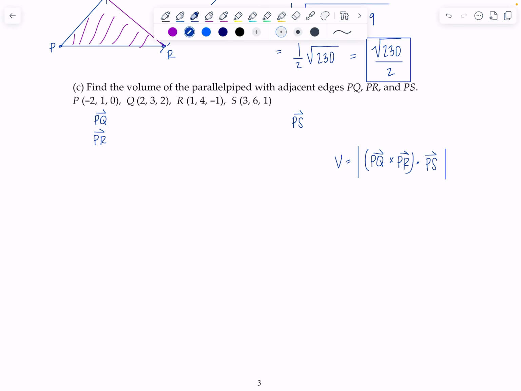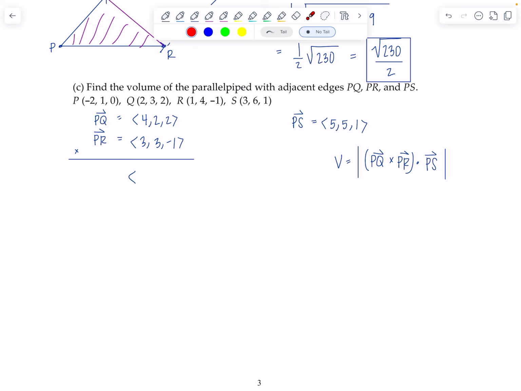Okay, so these are different points than earlier, so we have to do this over again. PQ is 4, 2, 2, PR is 3, 3, -1, and then PS is 5, 5, 1. Okay, so let me cross these two. I'm going to do the shortcut in my head. This column's gone, this row's gone. -2 minus 6 is -8. Then this column's gone, IJK hat is gone. I'm just imagining, 6 minus -4, that's 10.